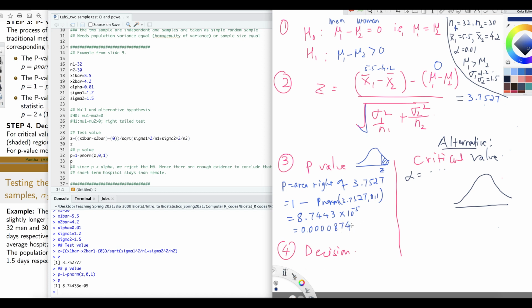Which is less than alpha, right? What is our alpha? Alpha is 0.01. So we reject the null hypothesis, because the P value is less than alpha.